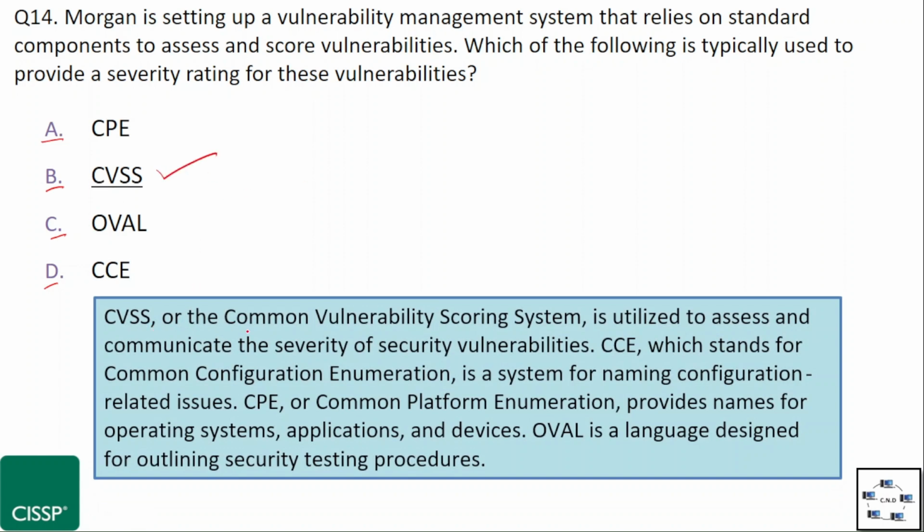CVSS, or the Common Vulnerability Scoring System, is utilized to assess and communicate the severity of security vulnerabilities. CCE, which stands for Common Configuration Enumeration, is a system for naming configuration related issues. CPE, or Common Platform Enumeration, provides names for operating systems, applications, and devices. OWL is a language designed for outlining security testing procedures.